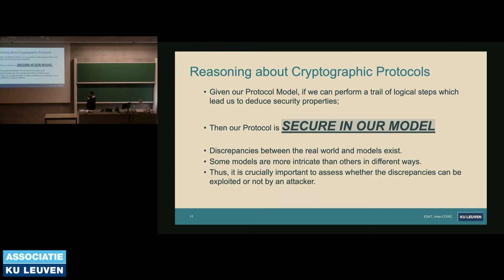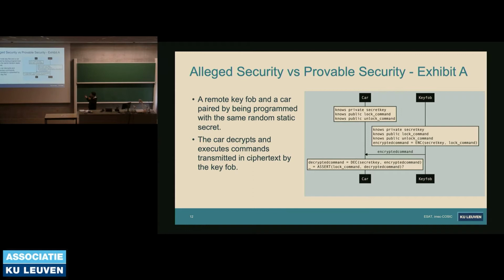and on what condition it is true that the attacker is unable to attack this protocol. So here's an example of a protocol deployed in the real world that shows a catastrophe that happened due to a wrong model.